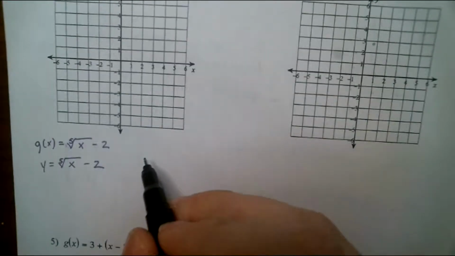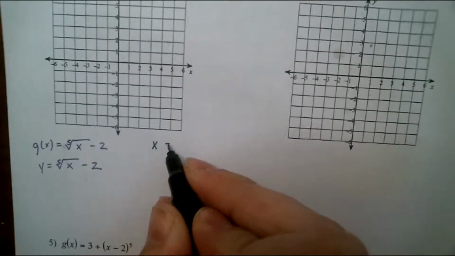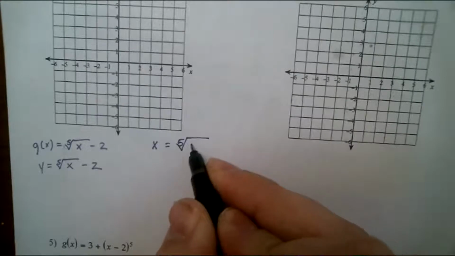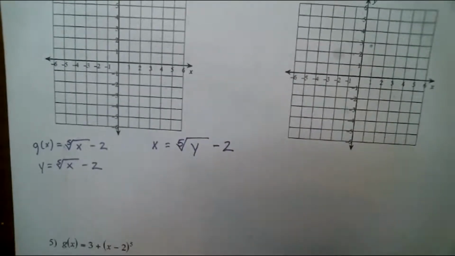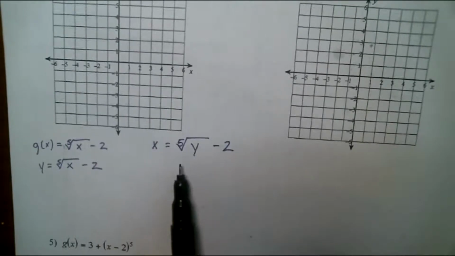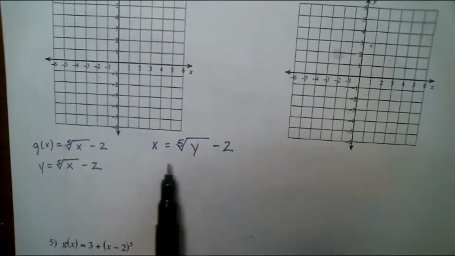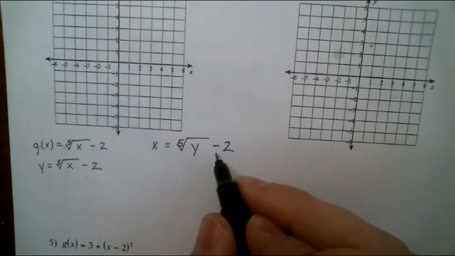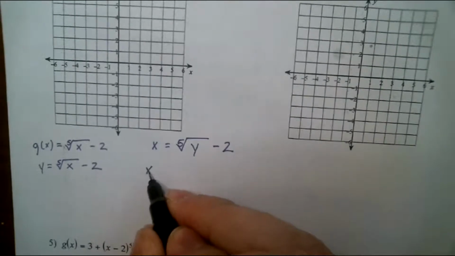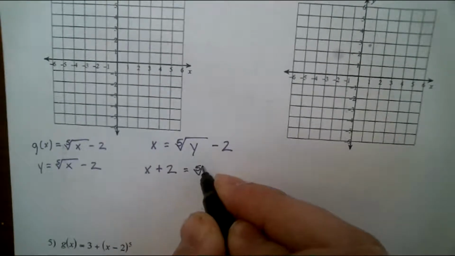And then from here, I'm just going to switch it. So x is equal to the fifth root of y minus 2. So that's our first step to find an inverse function. So inverse function, switch x and y, and then let's solve for y from there. So that would look like this. Add 2 to both sides, and I get x plus 2 is equal to the fifth root of y.